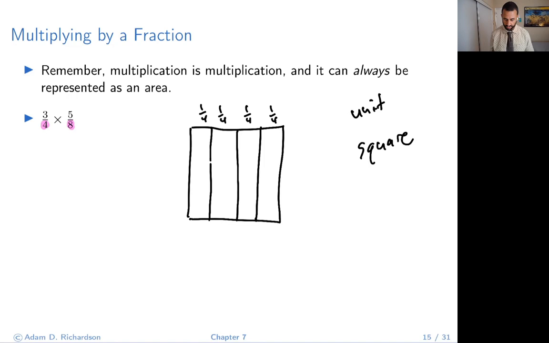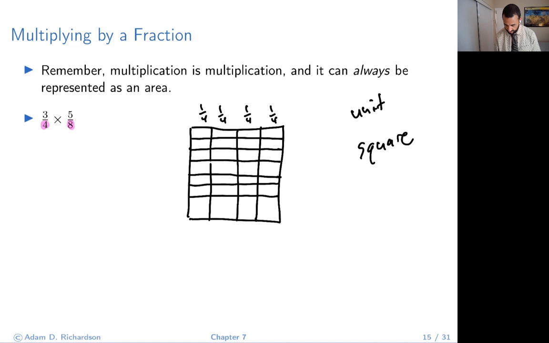Now I'm going to take the other dimension and cut it up into 8 equal-sized pieces. There are my fourths. There are my eighths right there. Let me close that guy. There we go. And then I'm not going to label all of these, but I'm going to label at least a couple to say that this is 1/8. I'll just label one. Each one of those is 1/8. There we go.